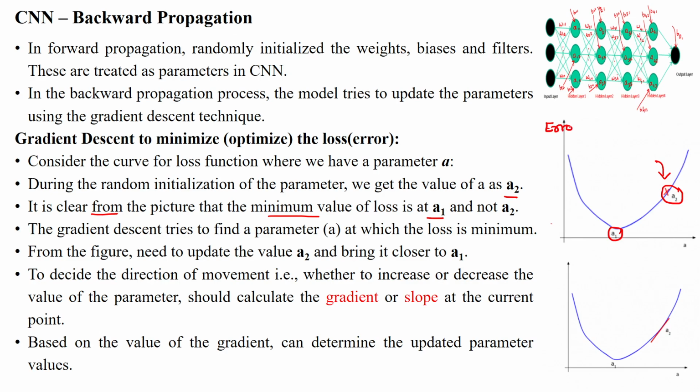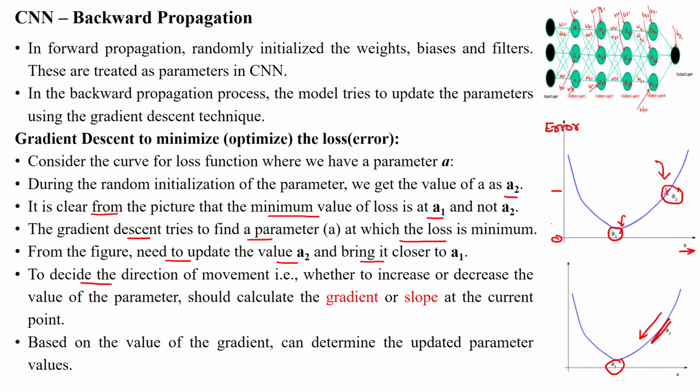So this y axis is indicating the error. This is indicating the parameter a. So here this position is having minimum error close to 0, but here we are having more than 0. So now the gradient descent is trying to find the parameter value at which the loss is minimum, that means error is minimum. So from the figure we need to update the value a2, bringing it closer to a1. So here we are having the slope like this. So we have to bring this towards a1.